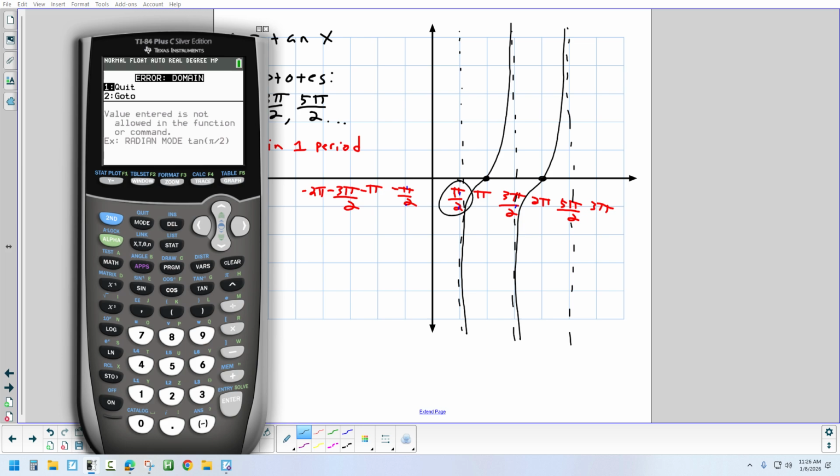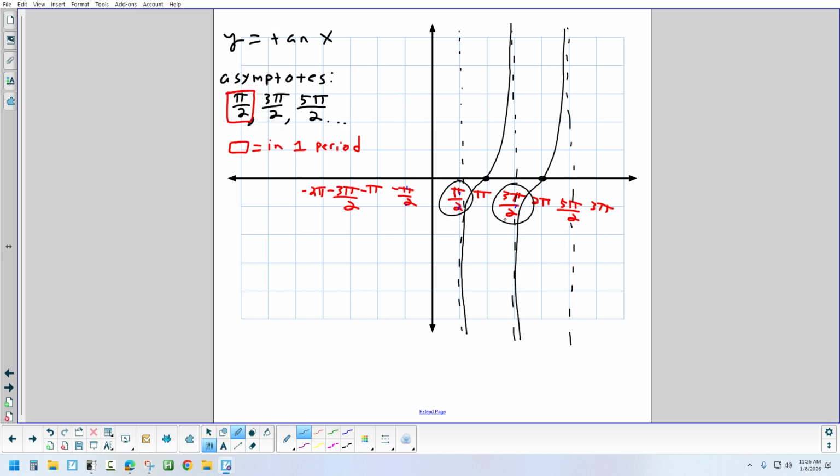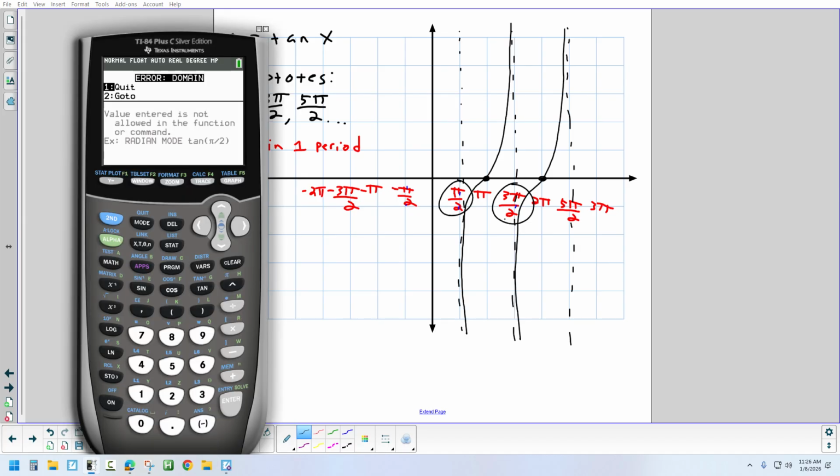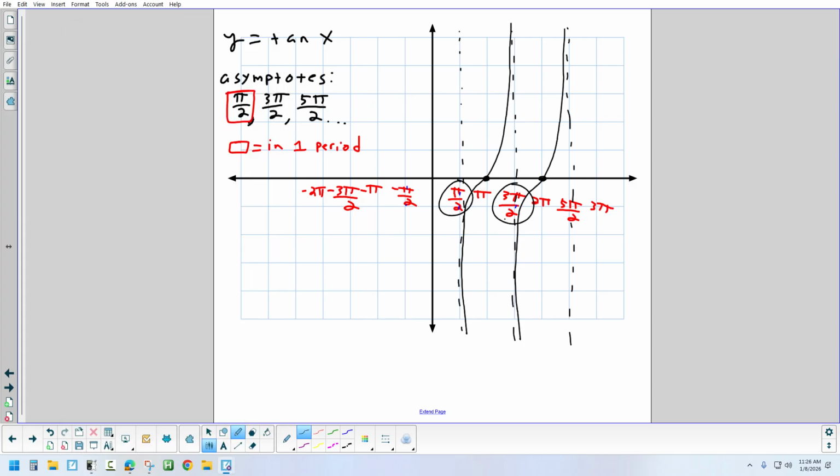Every one of these vertical asymptotes, that's 270, 3 pi over 2. If I try to find the tangent of 270, you can't do that. There are values that are not included in the tangent function. And the ones that I have circled, these are the ones that you can't include. It's every other multiple of 90. 90 doesn't work. 180 is okay. That's pi. But 270 doesn't work. 360 is okay. But then 450 is not. So every other multiple of 90 does not work.